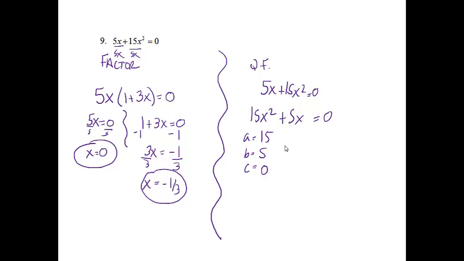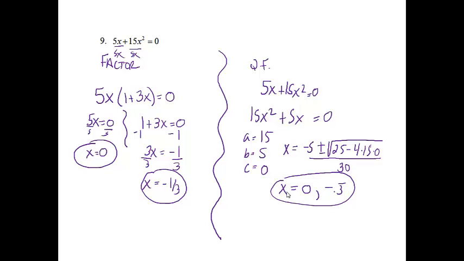So then if I use the formula, I'm going to get x equals opposite b, the opposite of 5 is negative 5, plus or minus square root, b squared, 5 squared is 25, minus 4 times a times c, all over 2a, 2 times 15 is 30. Okay, and when you do that, one of your answers will come out to be 0, and then the other answer, if you're using your calculator, would come out to be negative 0.3 repeating. So those would be your two answers either way.